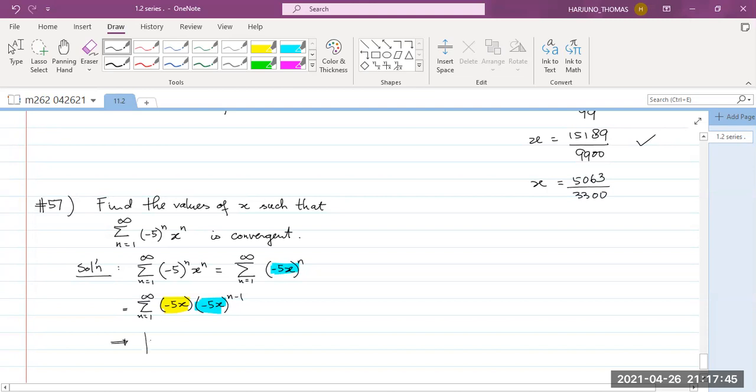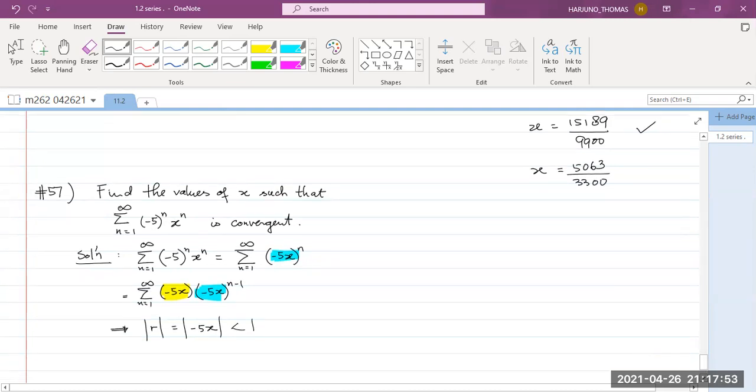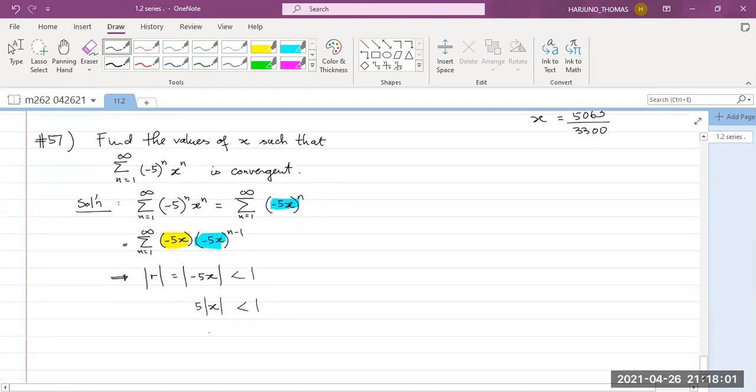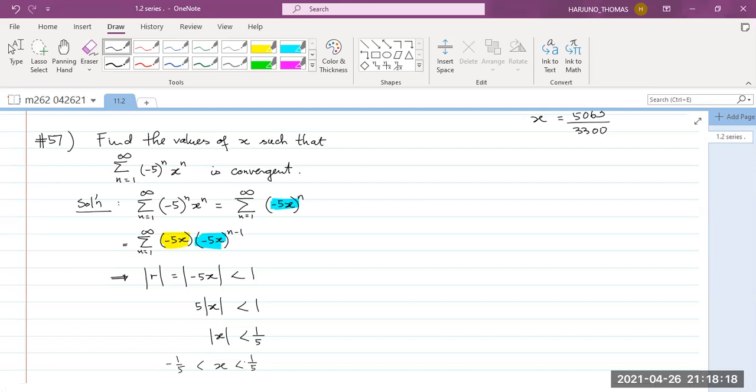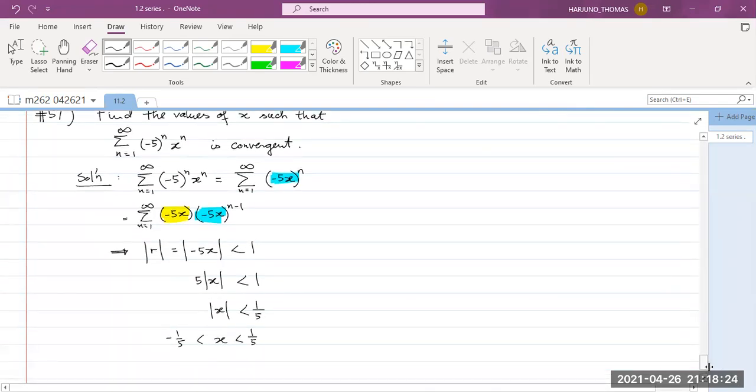So the magnitude of R, which is -5x, should be less than 1, right? Absolute of -5 is 5. So absolute of x should be less than 1/5. So x has to be between -1/5 to 1/5. And it has nothing to do with the first term. Okay, it has nothing to do with the first term to make it convergent.